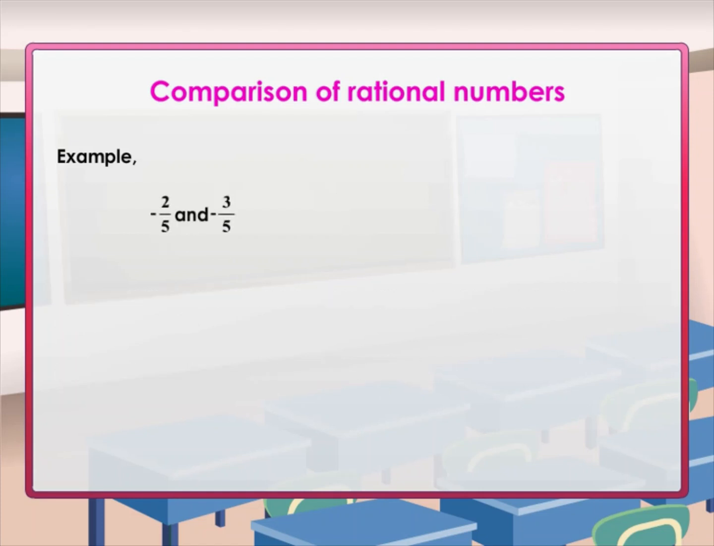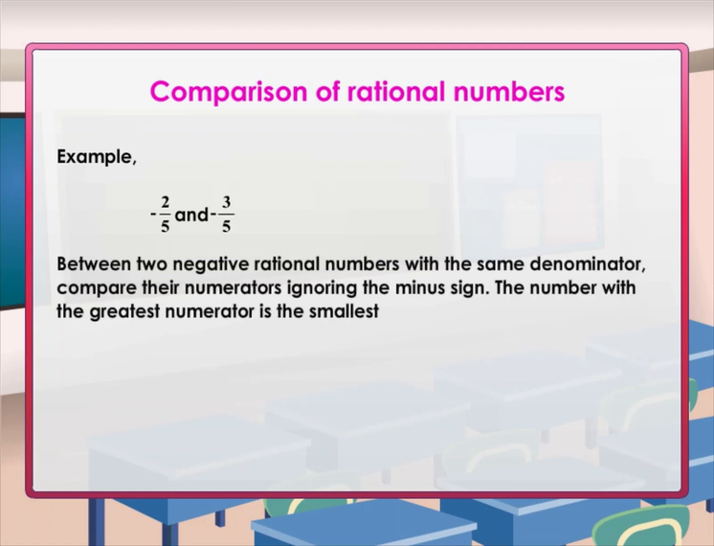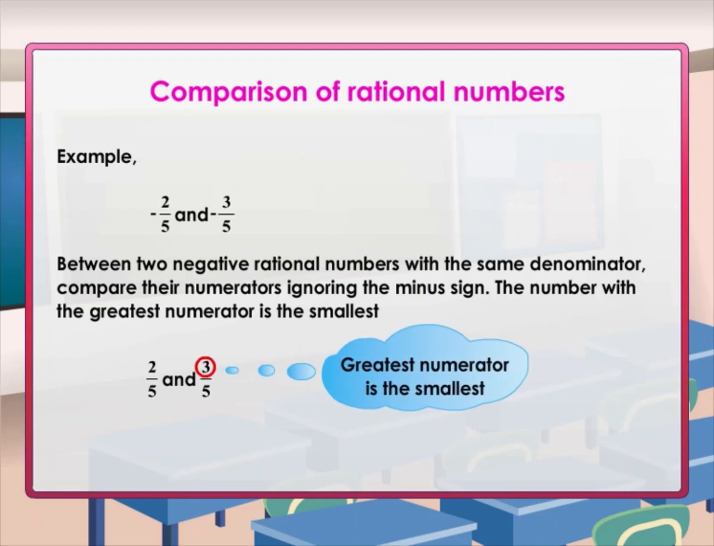In the same example, suppose if you have both rational numbers as negative, then how will you find the greatest rational number? Between two negative rational numbers with the same denominator, compare their numerators ignoring the minus sign. The number with the greatest numerator is the smallest. Hence, the greatest rational number is minus 2 by 5 or minus 3 by 5 is less than minus 2 by 5.